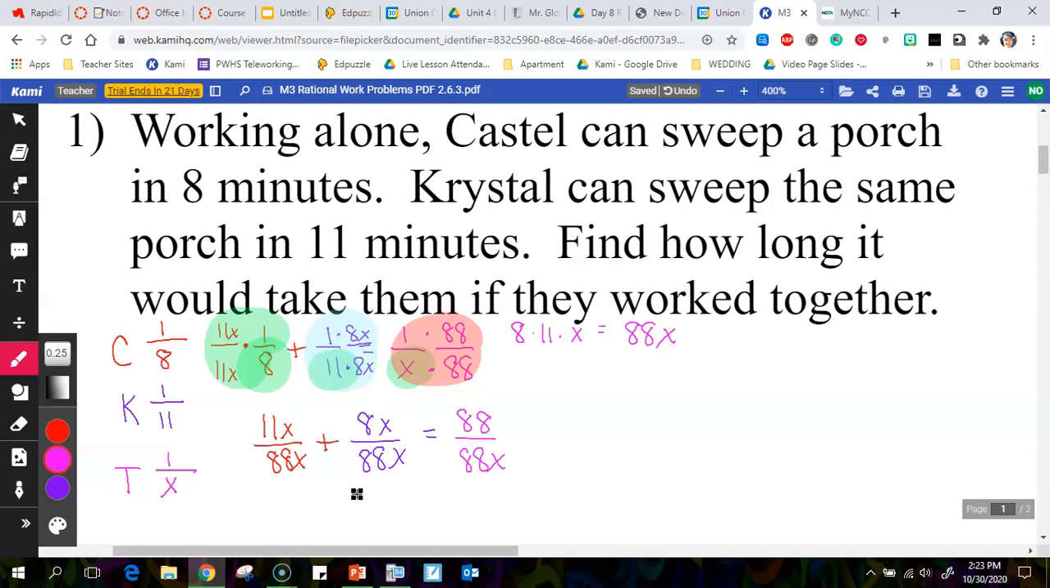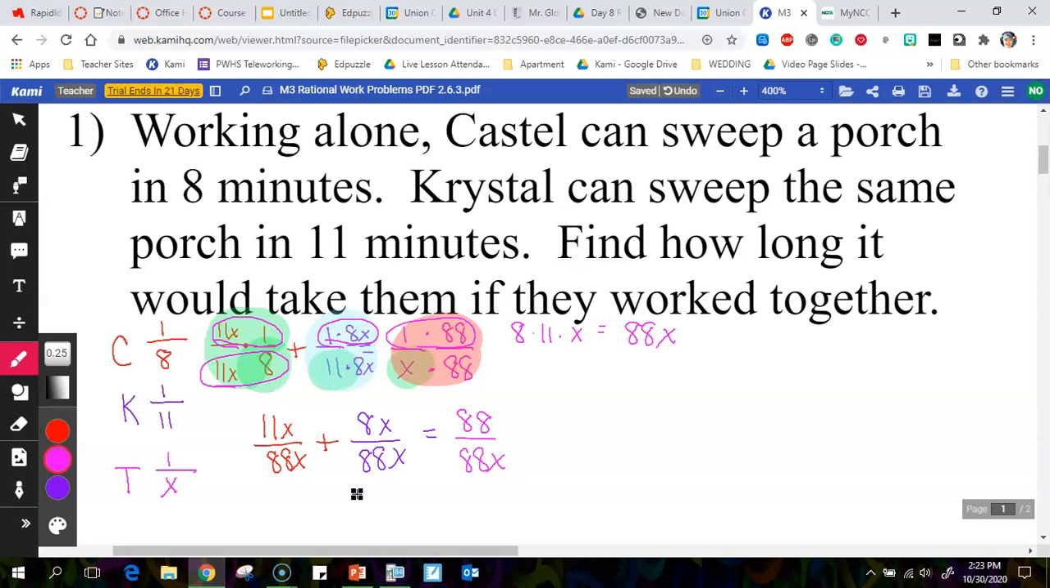So here's what I did in the numerators. I did 11x times 1, and then the 88x goes on the bottom. And then I did 1 times 8x, and then 1 times 88 for that magenta color.